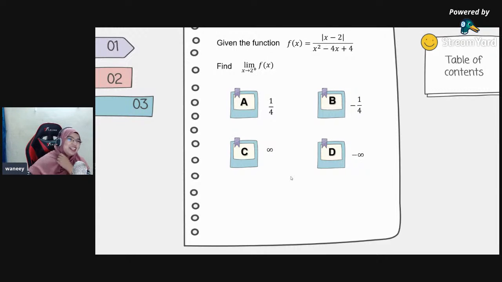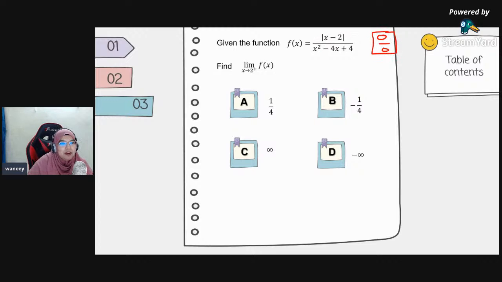So now, let us check what is the answer. Okay, so basically, you're going to try to substitute first, right? So once you try to substitute with 2, you are going to get 2 minus 2, which is 0. And then 2 square over here, so we got a 4. 4 minus 8 plus 4. So yang ini pun akan dapat kosong per kosong. So we got a problem.